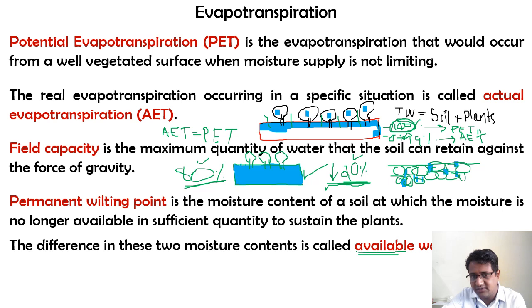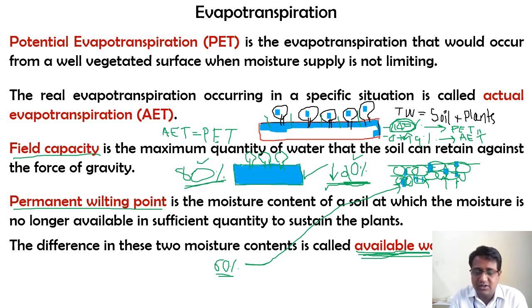It will be only 80 minus 20, which is 60%. That 60% indicates that 60% of water is available in these voids, so only this much water can be utilized by the plants. That's why we call it available water. The difference between the field capacity and the permanent wilting point is defined as available water. These are some of the terminologies that you need to understand thoroughly to use the evapotranspiration concept for practical purposes.